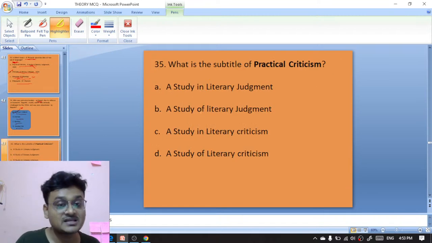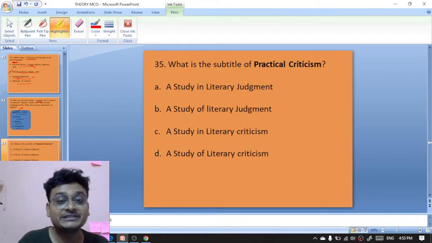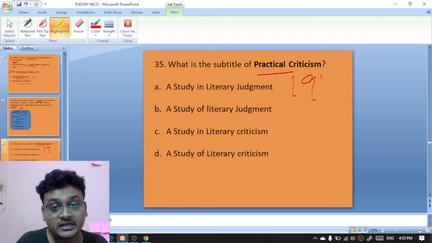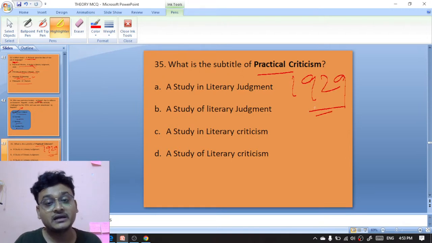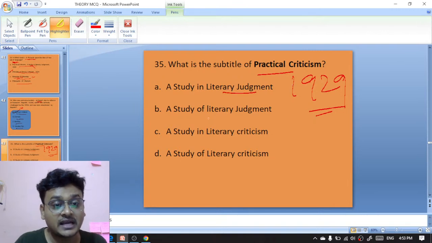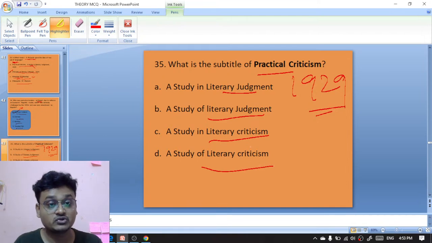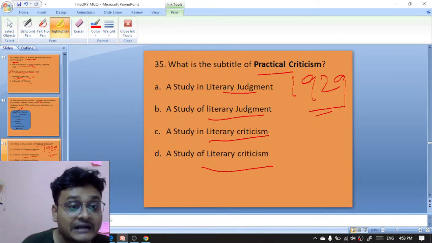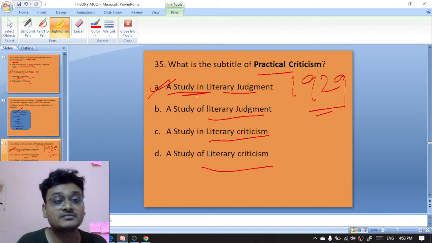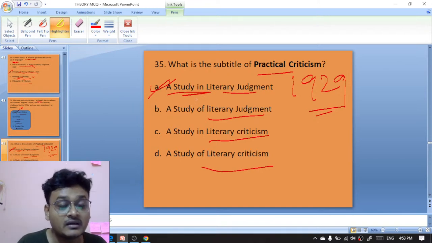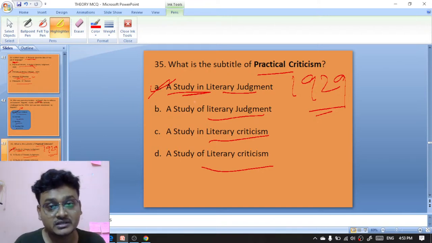And what is the subtitle of Practical Criticism, published in the year 1929? This was published by I. A. Richards in 1929. Your options are: a study in literary judgment, a study of literary judgment, a study in literary criticism, a study of literary criticism. So the subtitle is A Study in Literary Judgment. A is the right option, written by I. A. Richards in the year 1929.